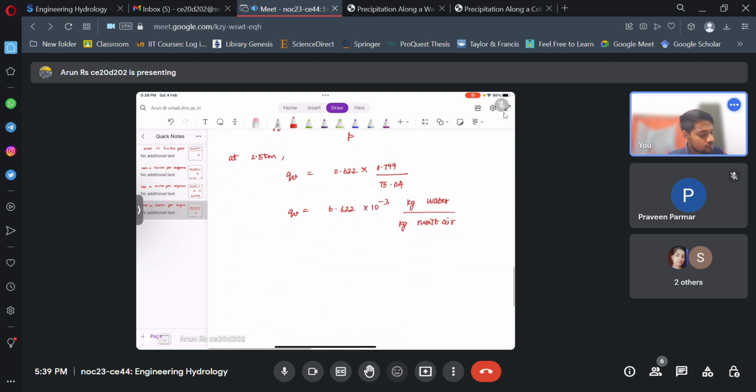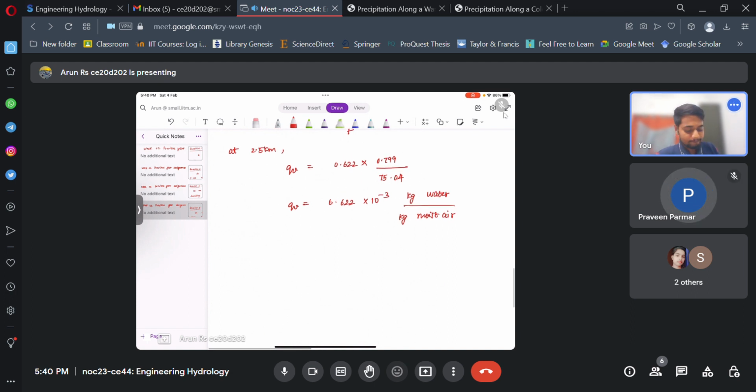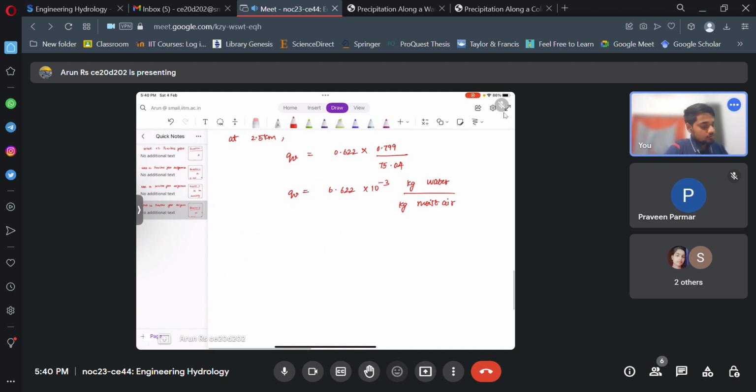So everyone understood until this point? Now we have computed all the terms that are necessary to calculate the mass of moisture that is present in the column. So next step is to compute the mass of the moisture.